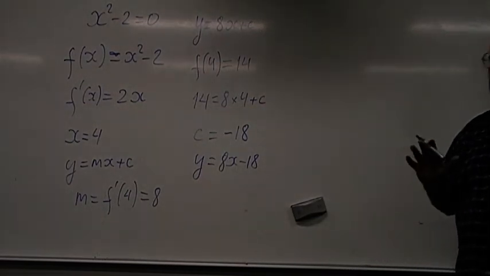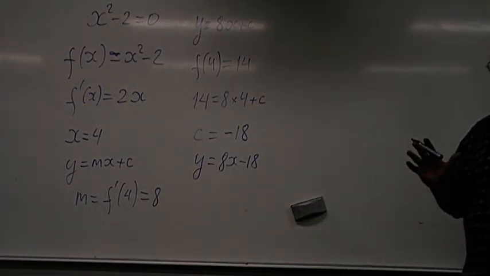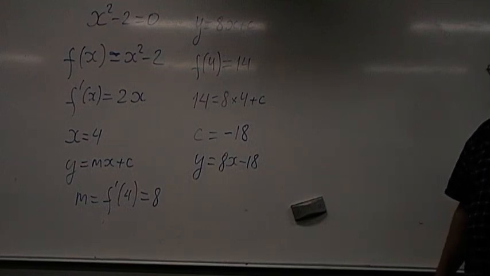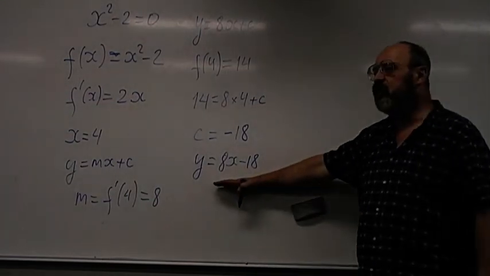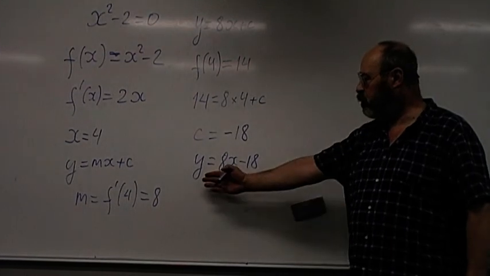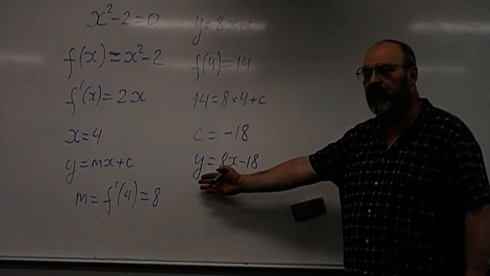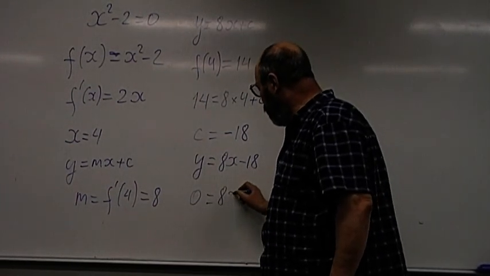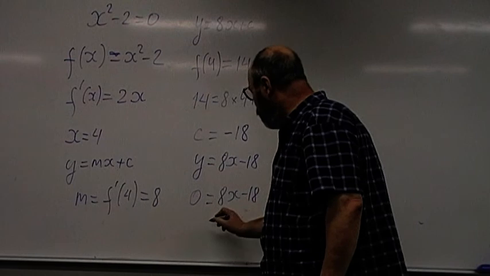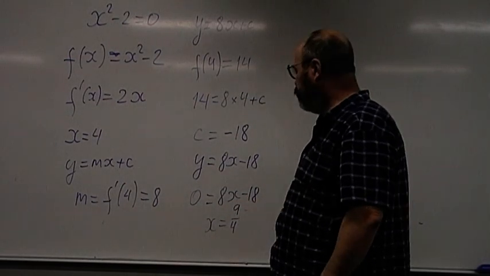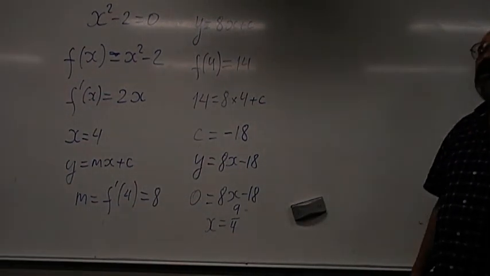So that is the first step. We choose a point and we find the equation of the tangent at that point. Then what will be the x-intercept of this tangent? We substitute y equals 0 to find the x-intercept. 8x minus 18 equals 0, so x equals 18 over 8, which is 9 over 4.